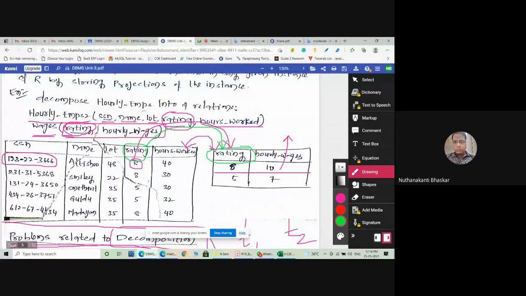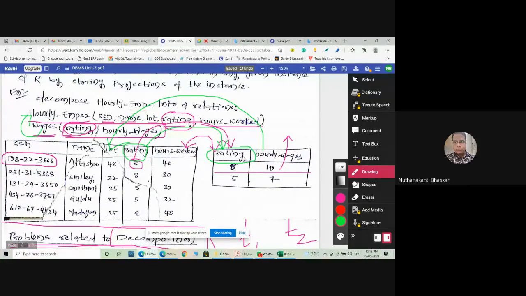This hourly wages table is depending on the hourly employee table, because the same common column is there in the hourly employee table and the wages table. Correct? So that is what dependency preservation is. Are you clear? You need to check that dependency preservation is there or not after decomposition. Clear?